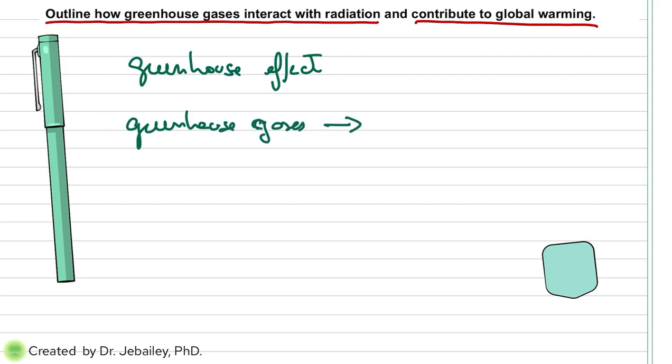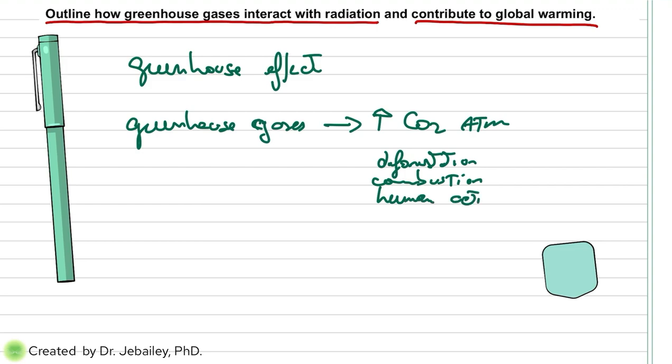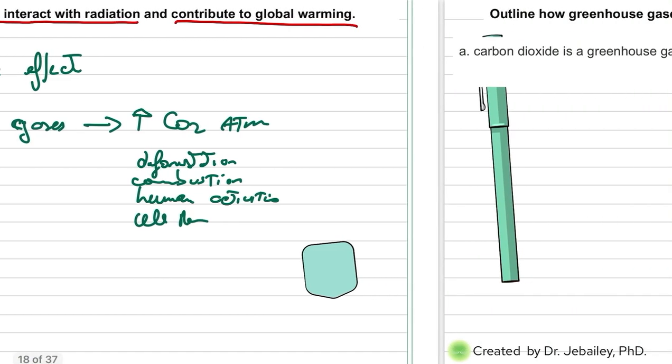Because they also have part of this. So the question is, how can I make the greenhouse gases increase? Like, how can I increase CO2 in the atmosphere? That's when I talk about deforestation. I can talk about combustion. I can talk about human activities, any kind of human activities we can think about besides deforestation and combustion. So we can put in there how CO2 is increasing, like cell respiration is increasing, and deforestation is cutting photosynthesis. So these are the ways in which we can increase CO2, the burning of fossil fuels. So let's look at the mark scheme.